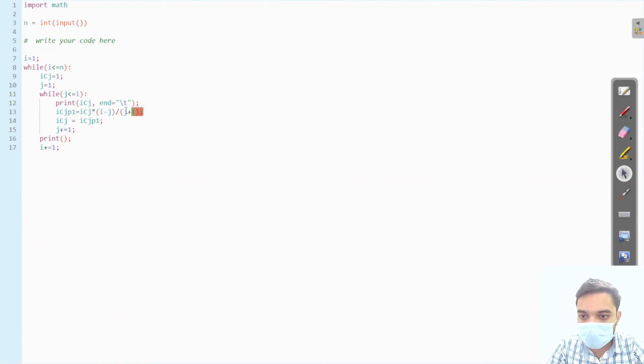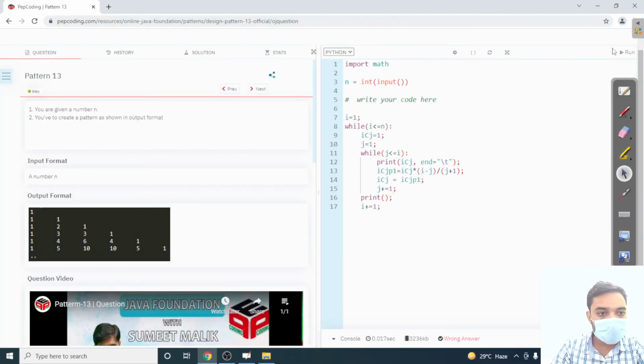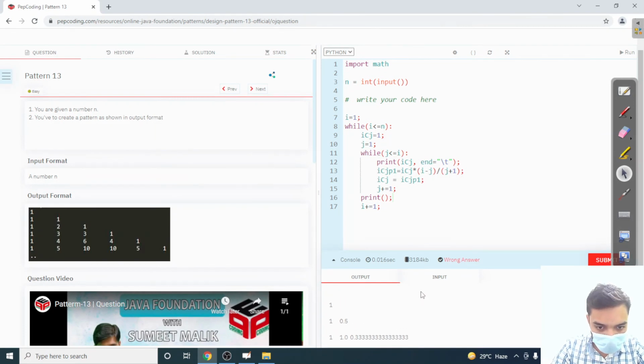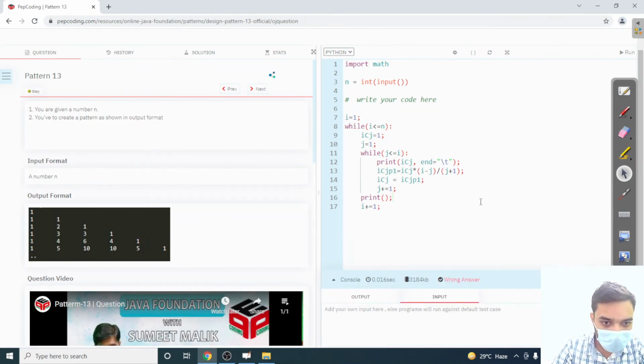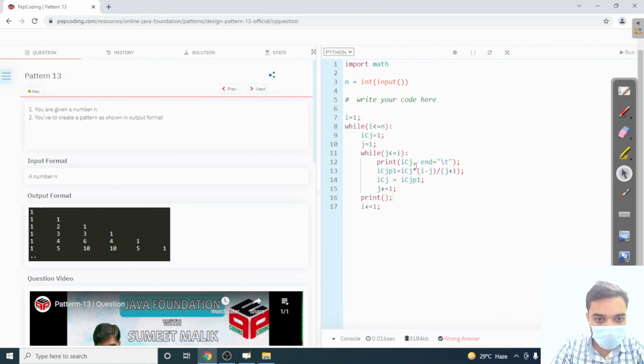I hope you understood this question. We are printing here, we are ending it with some tab, and printing new line. So let's try to run this. Let's hope it's working. Okay, it's not working. It is having some issues.